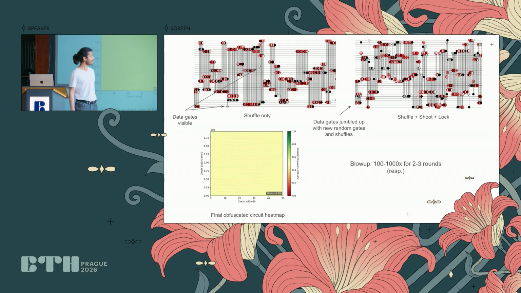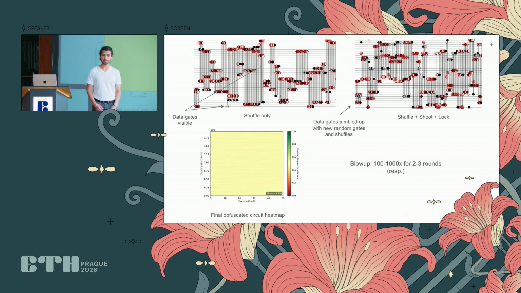And the heat map looks fantastic. Look at this. Anyhow, the blow up in this circuit is roughly 100 to 1000x. With 2 to 3 rounds, the more you do, the more the blow up. But again, we are trying to make sure that the blow up remains as minimal as possible. And this is good news, because I work in FHE, and FHE has 1 billion times blow up. This has 100 to 1000x, which is way, way, way better.